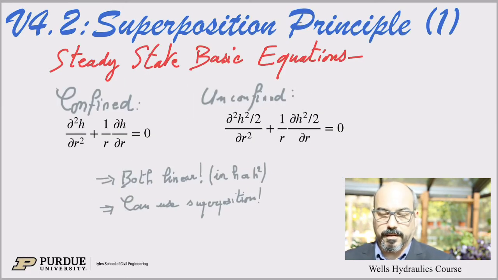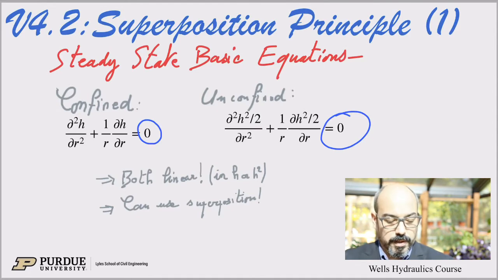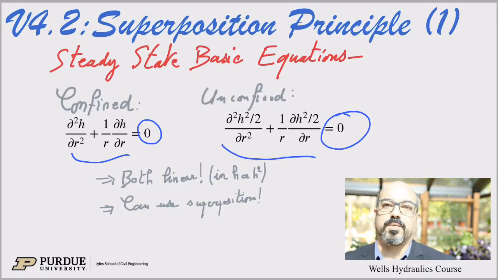So at steady state, I am writing here our basic equations, right? For confined and unconfined, the steady state equation has nothing on the right-hand side. There's no time differential. Here is the confined case where we only have the head to worry about, and here's the unconfined case where we have the head squared, as discussed many times before. The point of rewriting those equations is that you can see they're both linear in either h for the confined case or h squared for the unconfined case.